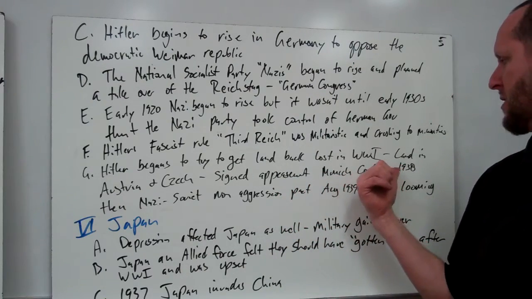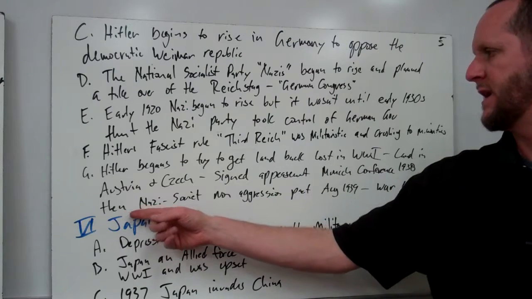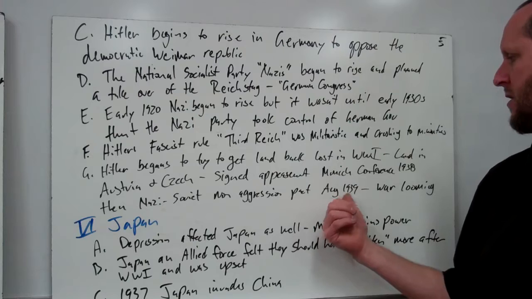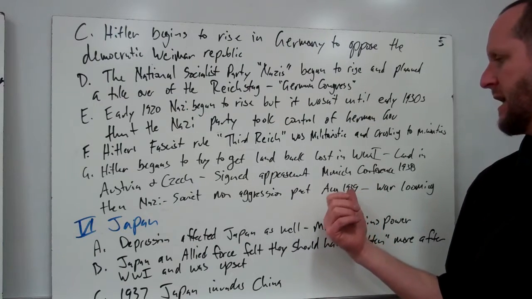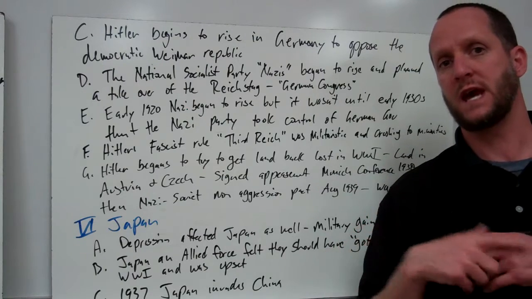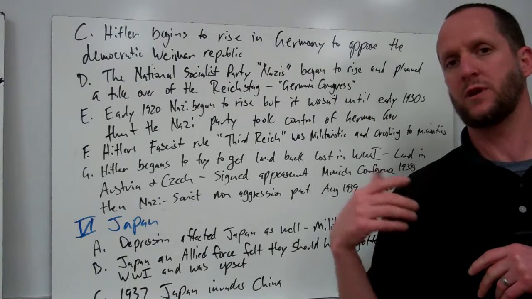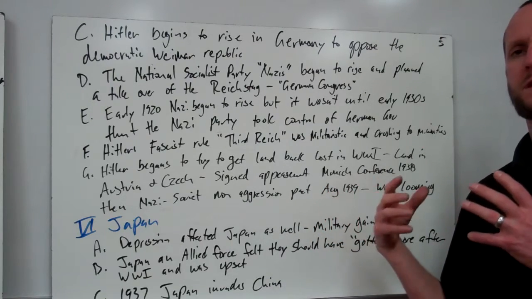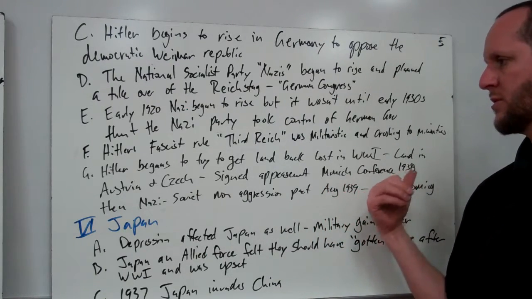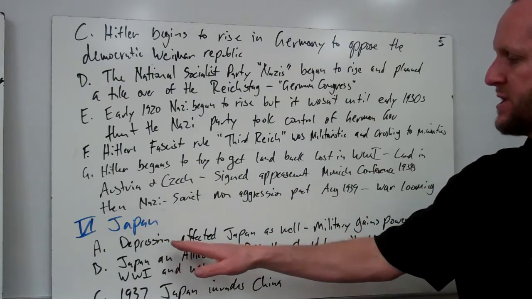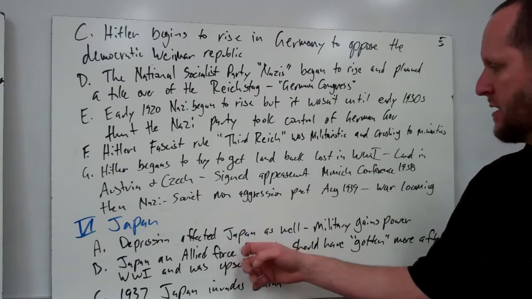These appeasements obviously ended up not working. This was signed in the Munich Conference in 1938, and then Hitler signed the Nazi-Soviet Non-Aggression Pact in August of 1939, essentially saying, Hitler was saying, I won't attack you, Soviet Union, if you don't attack us. And this just set the stage for war. War is looming.